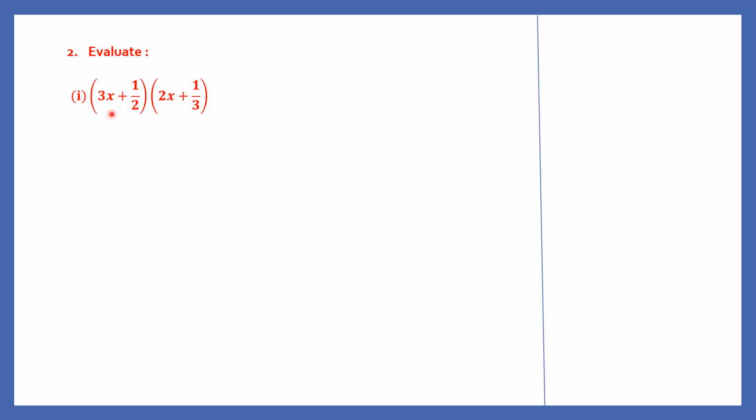That means multiplication of binomials, where we multiply the first term with the whole of the second binomial, and the second term of the first binomial with the whole of the second binomial. That is, I'm going to take 3x from the first binomial and multiply it with the whole of the second binomial, that is 2x plus 1 by 3, and I'm going to take plus 1 by 2, which is the second term of the first binomial, and multiply it with the whole of the second binomial, 2x plus 1 by 3. Now we're going to multiply this.